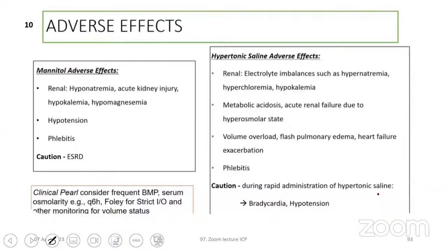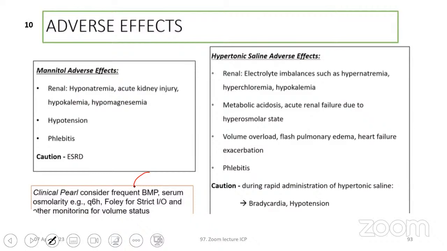So what are the side effects of mannitol? Hyponatremia, acute kidney injury, hypokalemia, hypomagnesemia, hypotension, phlebitis, and you should especially be careful when there is end stage renal disease. In that case, you have to do frequent electrolyte monitoring, serum osmolality six-hourly, and strict intake output monitoring. All these things are important when you are going to give mannitol.